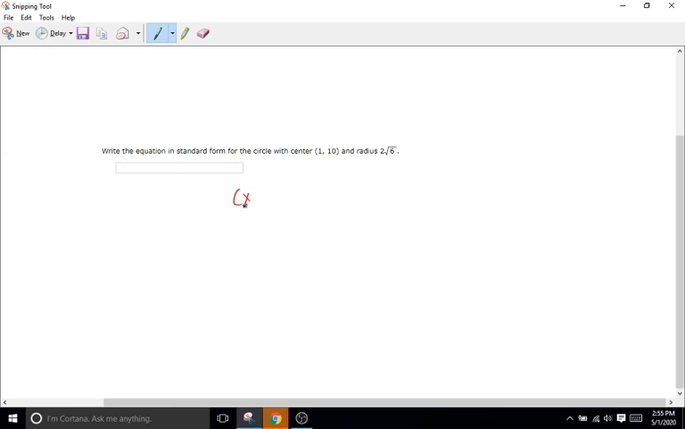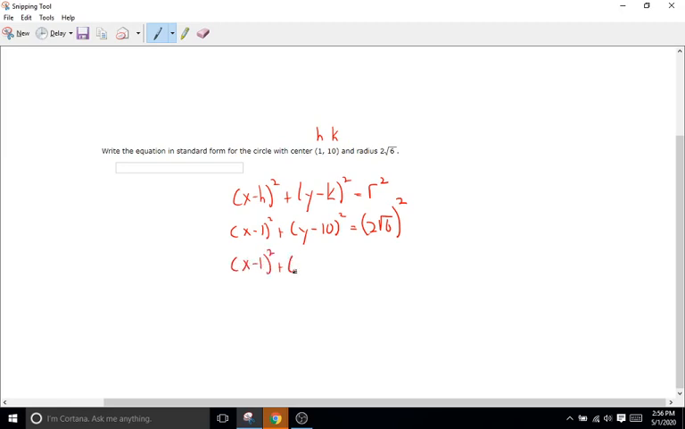Okay, we'll go down to x minus h squared plus y minus k squared equals r squared. All right, so 1 is going to be our h and 10 is going to be our k. So we're just going to go x minus 1 squared plus y minus 10 squared equals r squared. So 2 square roots of 6 all squared. And that's what it wants from us. So we'll simplify now. We'll just drag the rest of this down because there's nothing we can do to simplify it because it's already in the standard form.